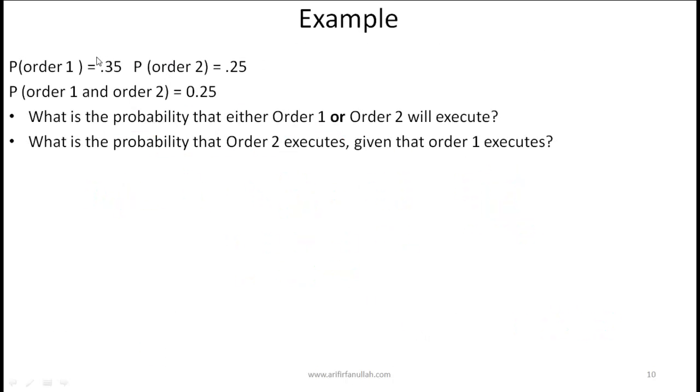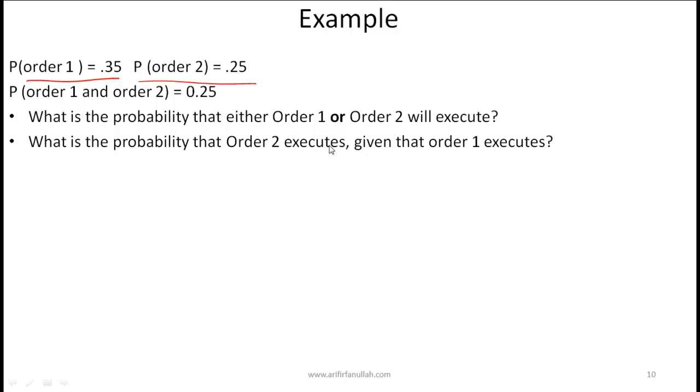Take another example. Let's say that you are placing limit orders to buy a stock, and the probability that order 1 will execute is 0.35. The probability that order 2 will execute is 0.25. The probability that both will execute is 0.25. What is the probability that either order 1 or order 2 will execute?